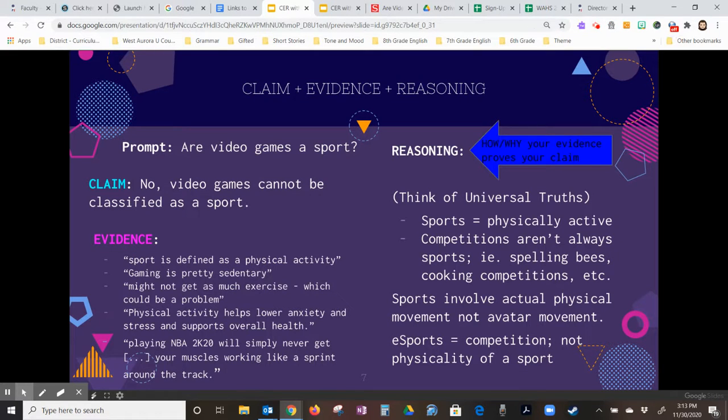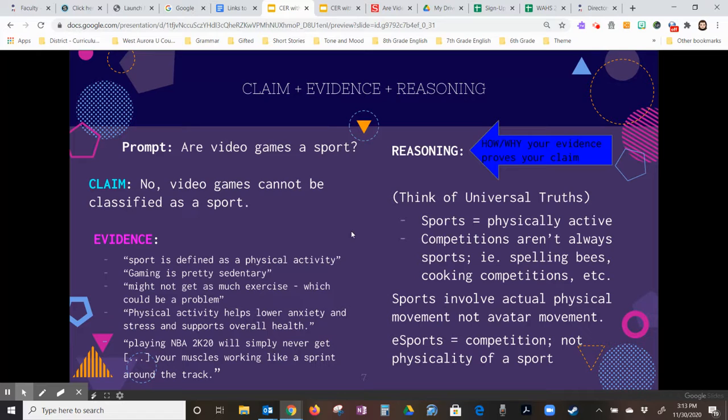Hi, welcome back. So we've talked about prompt and how we find the prompt and how we answer it. We've talked about claim and that's our answer. We've talked about evidence and how to find it in our text. And we've talked about reasoning and universal truths. I do want to say I did go back in and fix some of the errors here because remember, this is just an outline and a practice for us to write.